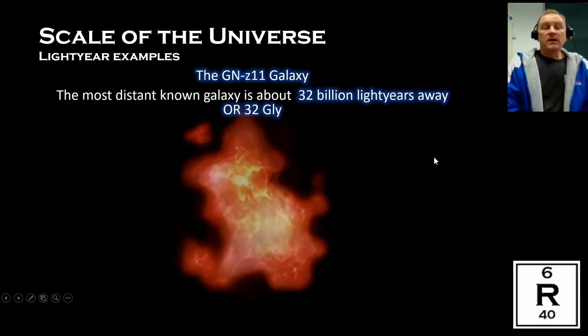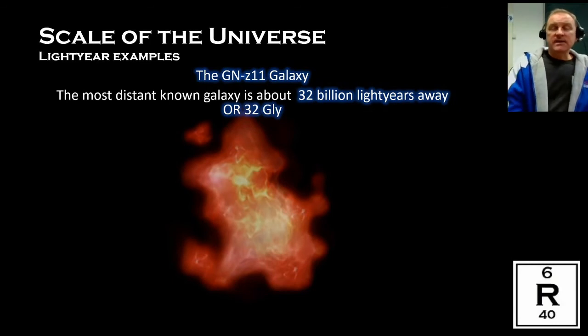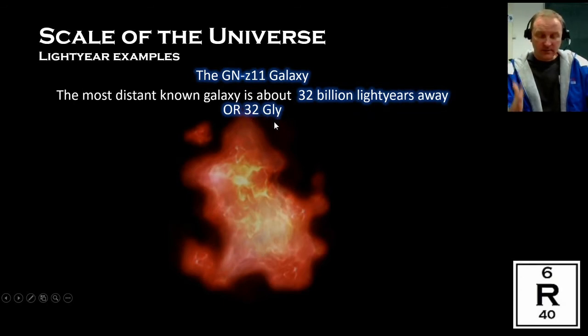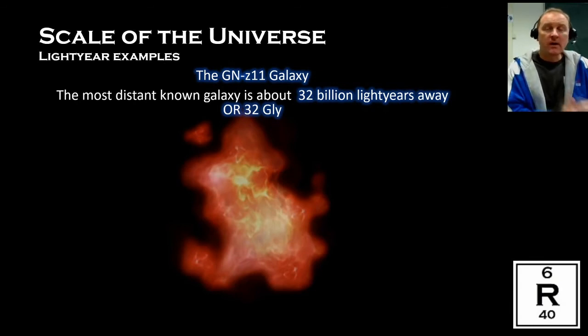Now, the most distant galaxy that we've been able to see is the GNZ11 galaxy. GNZ11 is the furthest galaxy that we're able to see as of the time I'm making this video and the research I did, and that would be 32 billion light years away, or 32 gigalight years. After kilo, thousand, and mega, million, when we get to billion, we are at giga.